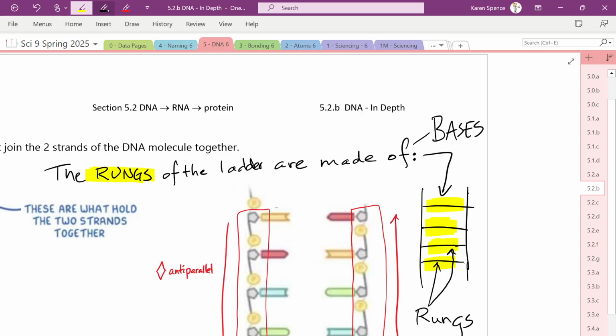So if we draw a little ladder, there's our sides of the ladder. These little side-to-side bits, those are the rungs. And those are made of bases. What are the 4 bases? A, T, C, G.